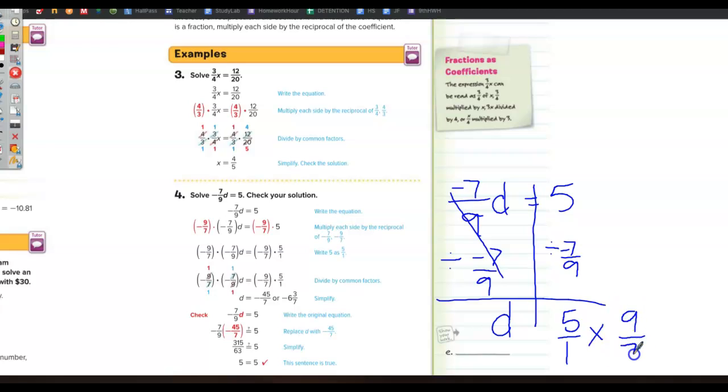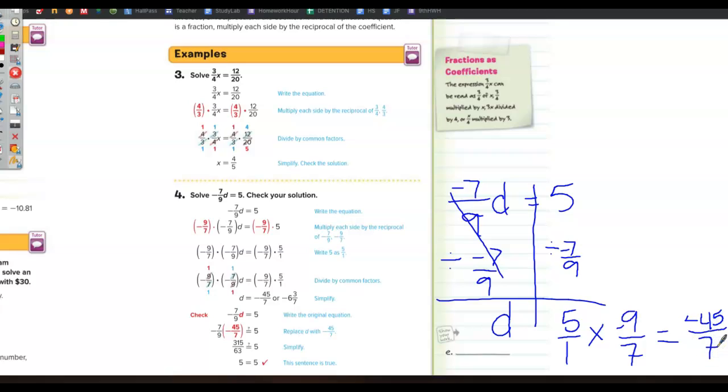Okay, it doesn't matter where your negative sign goes. You could leave it with the 7 or you could leave it on top. Just don't forget it. You need it in one place. Okay? Anywhere I can reduce? No. Okay, so then I take 5 times -9, which will give me -45 over 1 times 7.